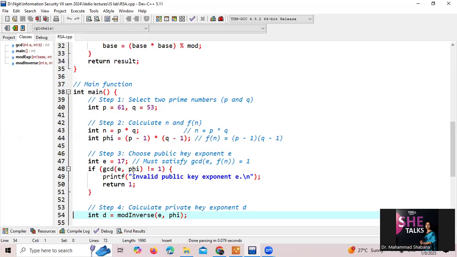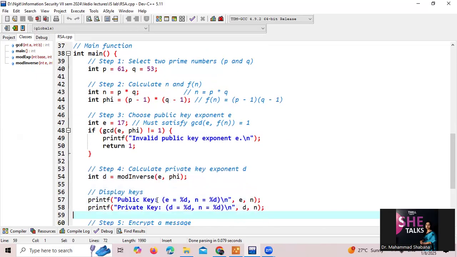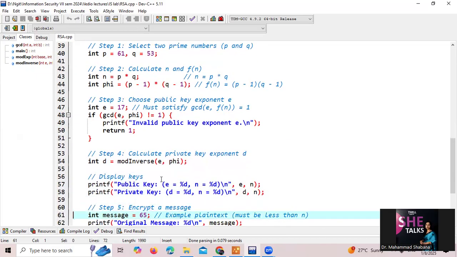And E is the public exponent that satisfies GCD of E comma phi equal to 1. It checks if E is valid, otherwise exits the program. In step 4, the private key component D is calculated as the modular inverse of E modulo phi. We are displaying the keys here. Public key is equal to E comma N and private key is equal to D comma N.